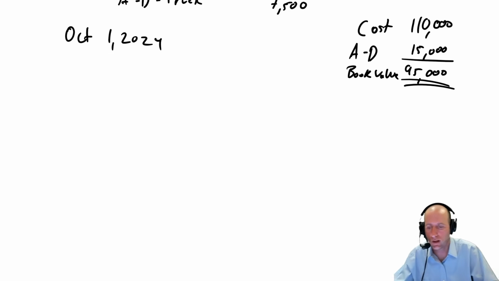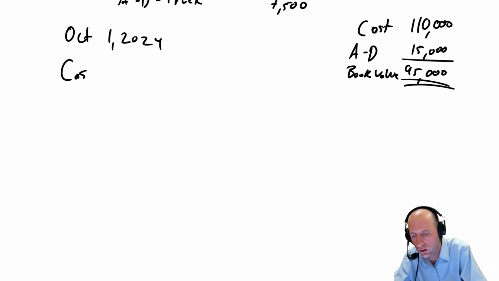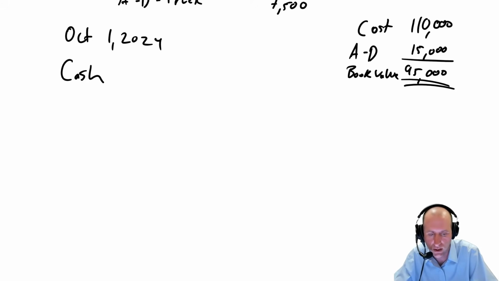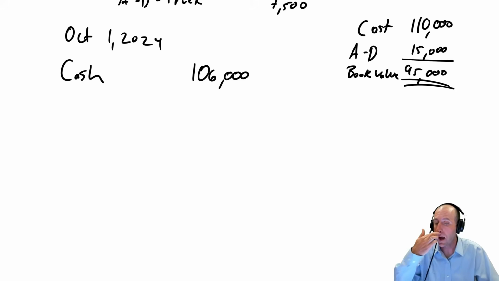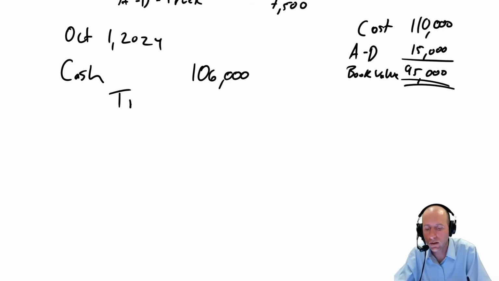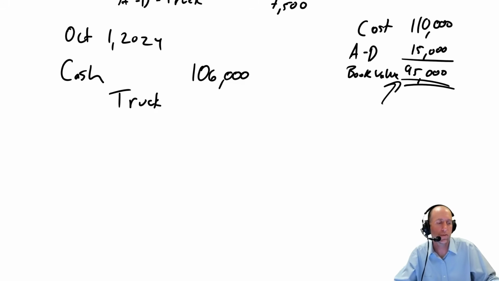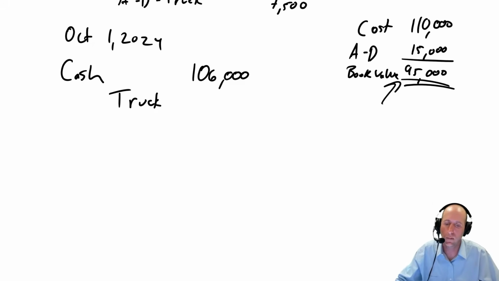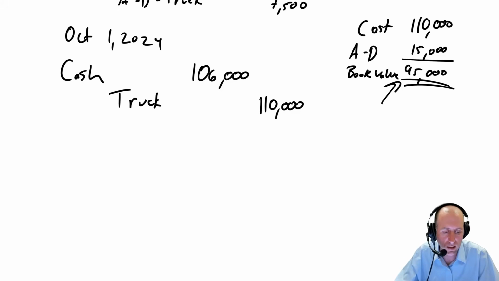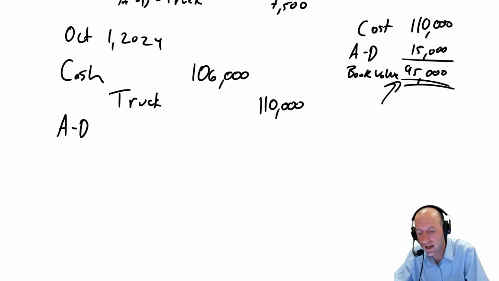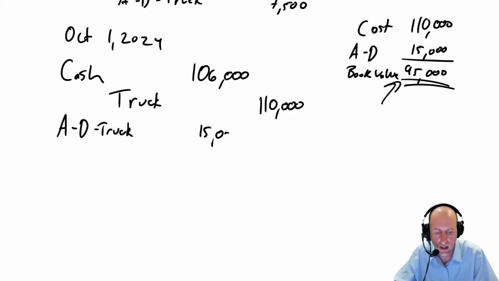Let's do the journal entry. The journal entry looks like this. Of course, we got cash, so debit cash when you get cash, and it was $106,000. Now we have to get rid of our truck, so I credit truck. Now this is where things get tricky. Sometimes a student will credit truck for $95,000 because it's the truck minus the depreciation. You actually have to get rid of the truck and the depreciation separately. So I get rid of the truck, that was $110,000, and I get rid of the AD on the truck, the accumulated depreciation on the truck, which we said was $15,000.